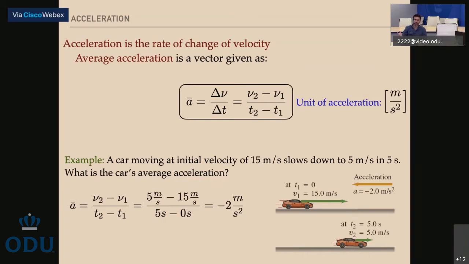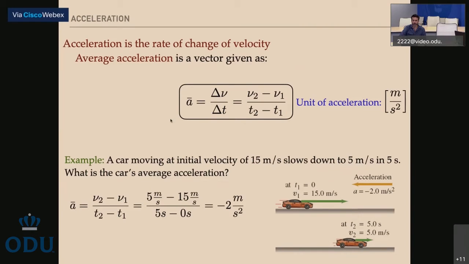Okay, and so as an example, here's essentially a very similar example to the one that I just said. You have a car that is moving initially at 15 meters per second, and it slows down to 5 meters per second in 5 seconds. Okay, so it went from some high velocity to a lower velocity. And so then the question is, what is the average acceleration of the object?